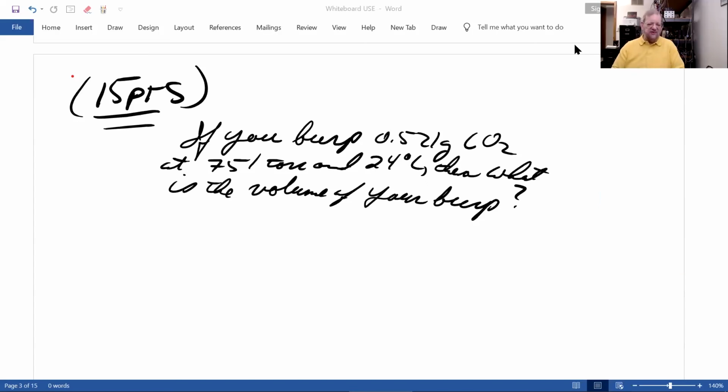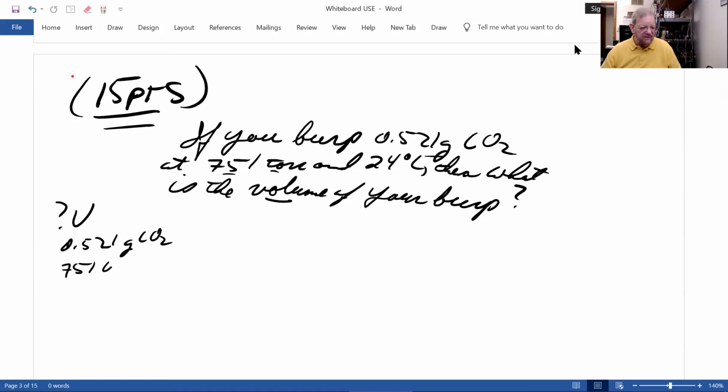All right, how do you do this? First of all, what are you being asked to find? Volume. What are you given? Ooh, a weight, 0.521 grams of CO2 gas. And what else are you given? Ooh, torr is a pressure. And you're given degrees C of temperature.